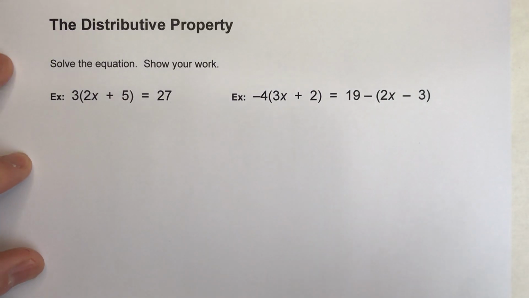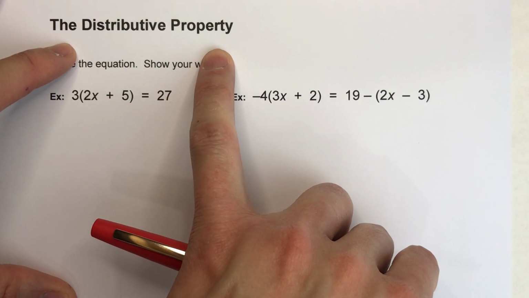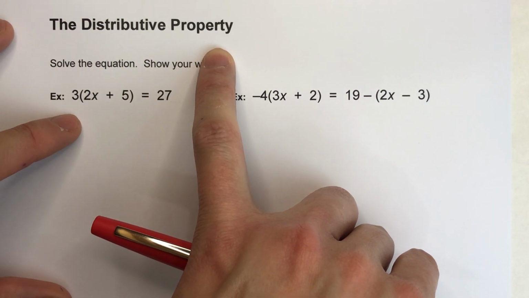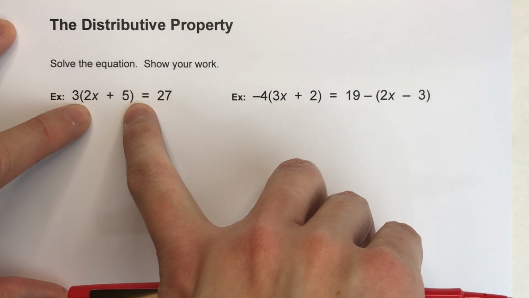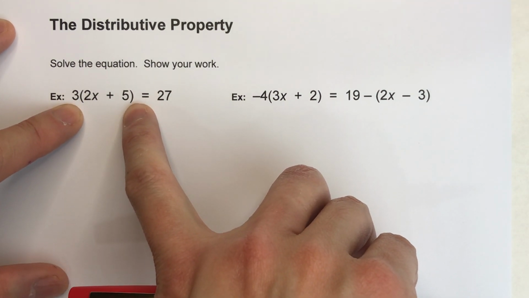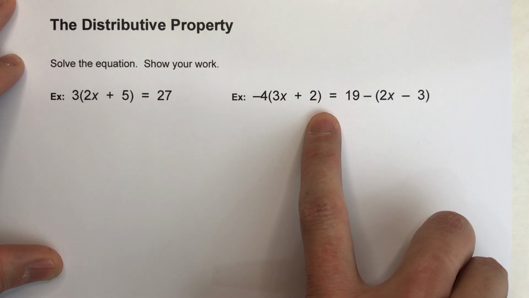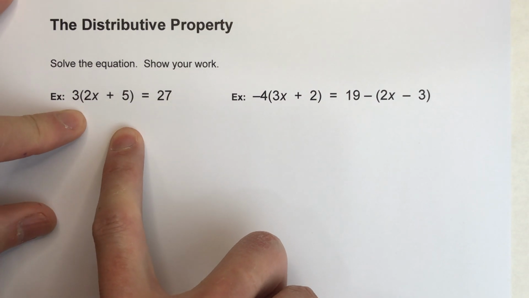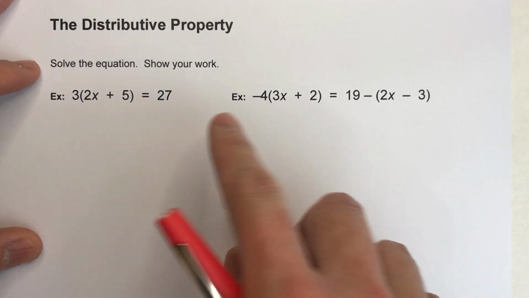So today we are going to be solving algebra equations involving the distributive property. The distributive property is when you have a number being multiplied by several terms in parentheses. All right, and I've got two different examples here. The second one's a little more complicated than the first one, but let's start with this first one. We've got 3 times (2x plus 5) equals 27.